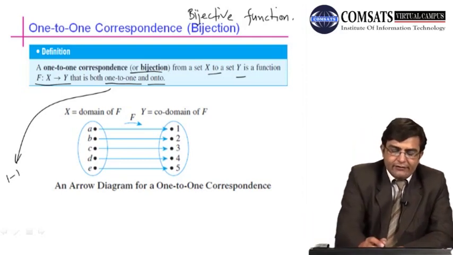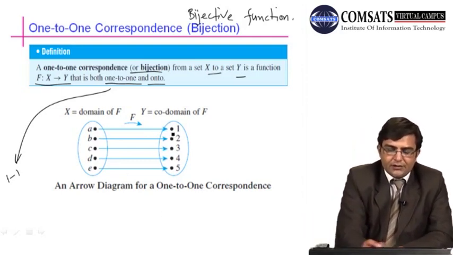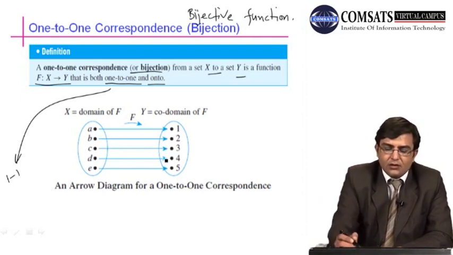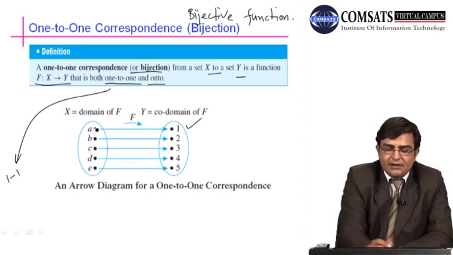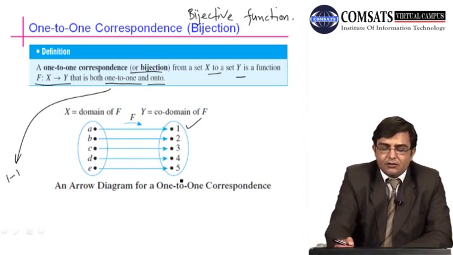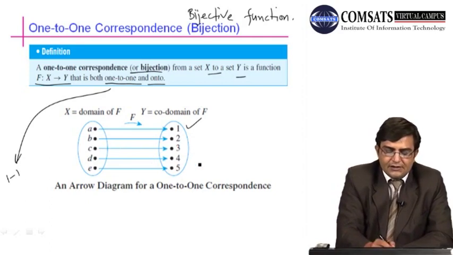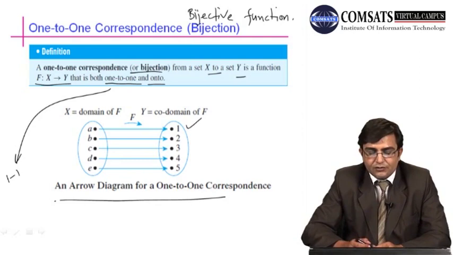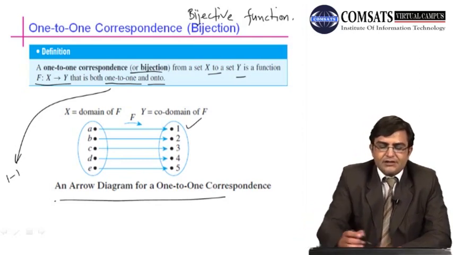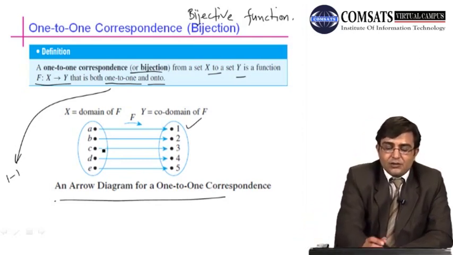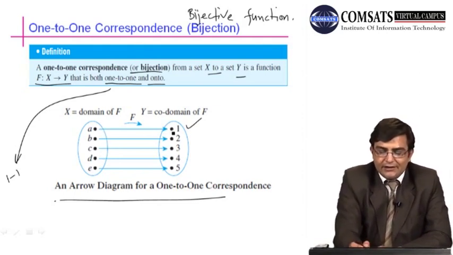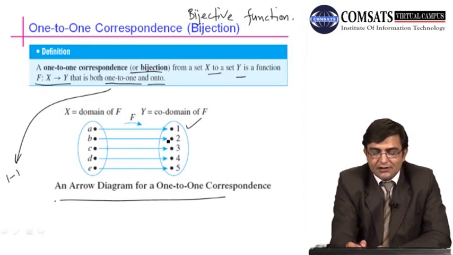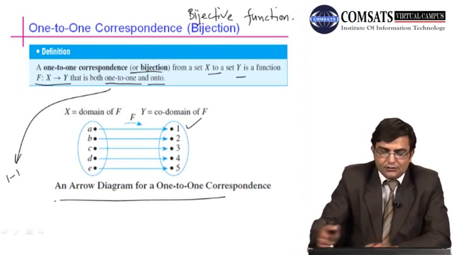For example, here one element is only connected to one element, and all elements in Y have some preimage in X, the definition of onto. So this is basically an arrow diagram of the one-to-one correspondence between two sets. It is not necessary in a one-to-one correspondence that the first element is related to the first, the second to the second, the third to the third. It can be like this also.